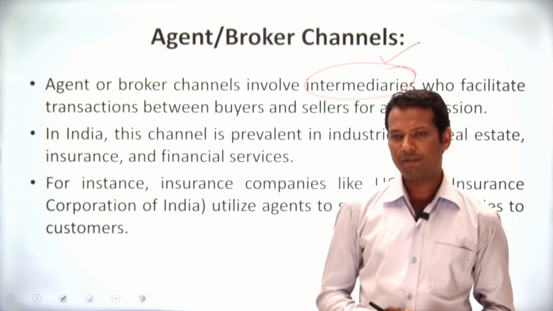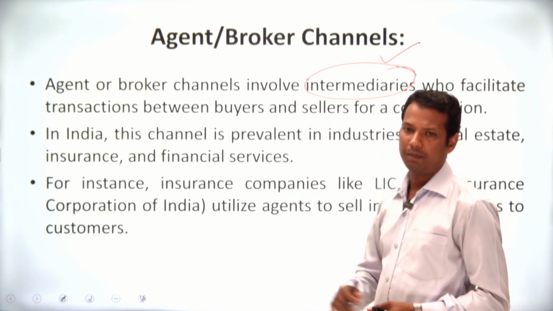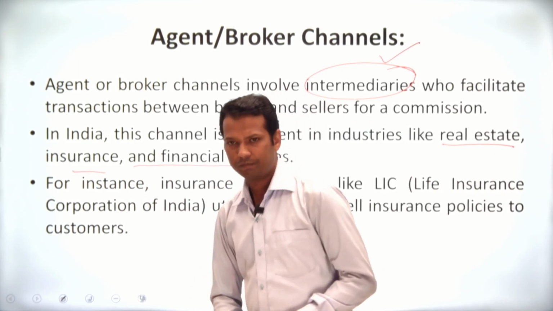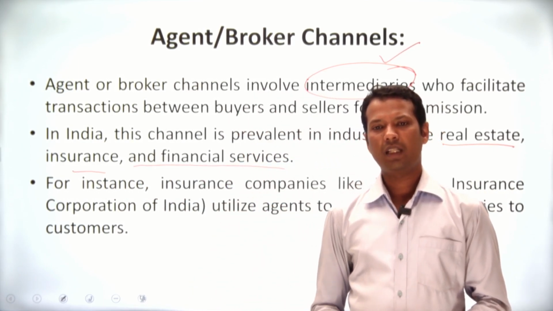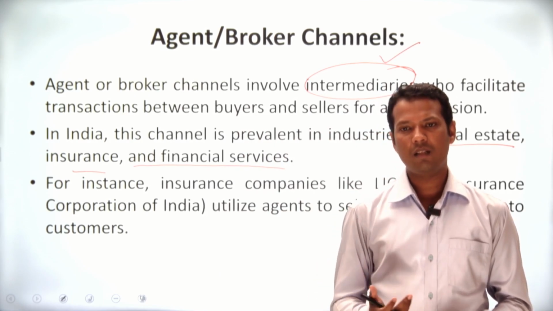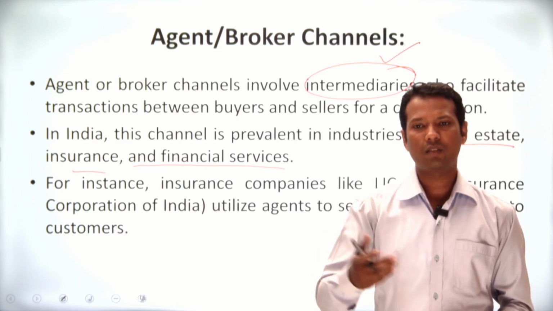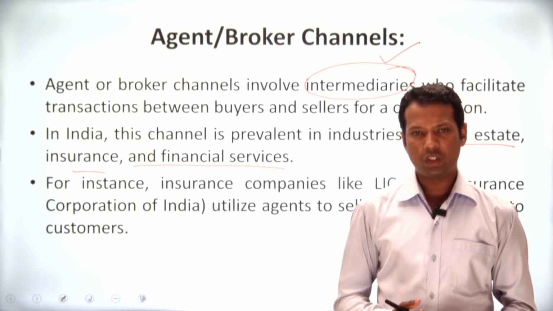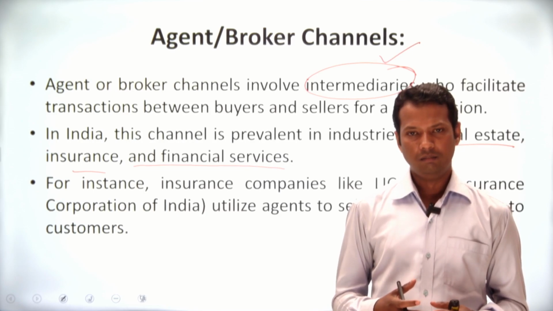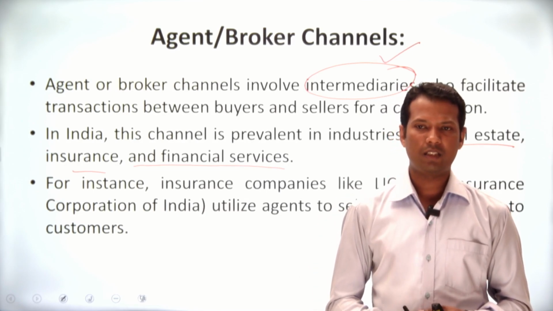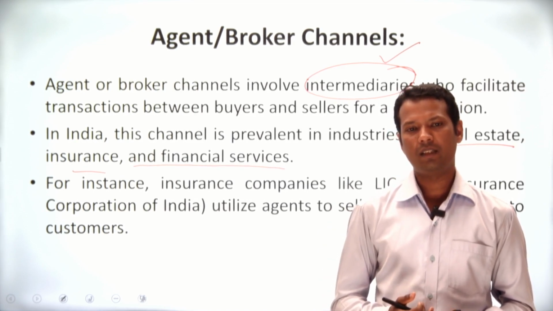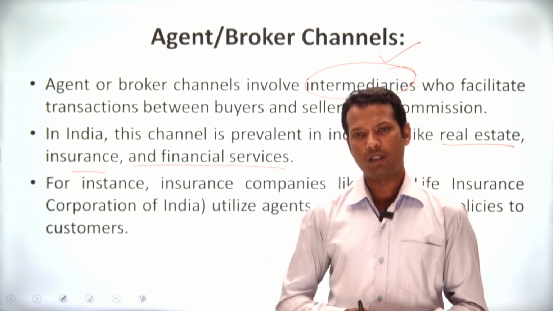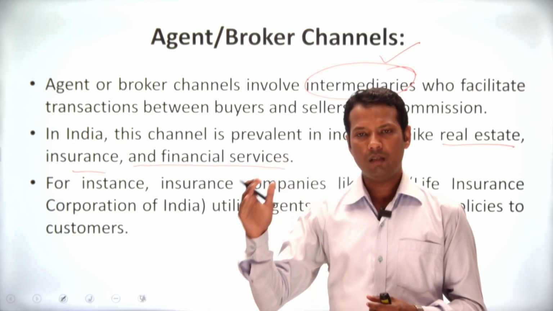These kinds of agents or brokers particularly work in real estate, insurance or financial services, because it becomes difficult for the manufacturer to sell their products or services directly to the customers. So there has to be a middleman, an intermediary who can be termed an agent or a broker. Through them the real estate business is handled, insurance products are sold, and financial services are sold. These agents or brokers are the intermediaries between the buyer and the seller.